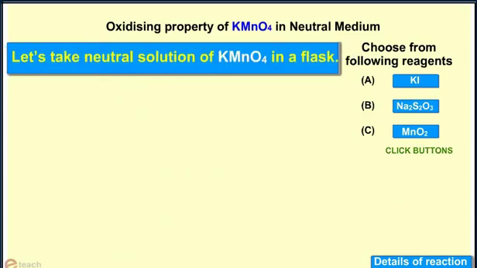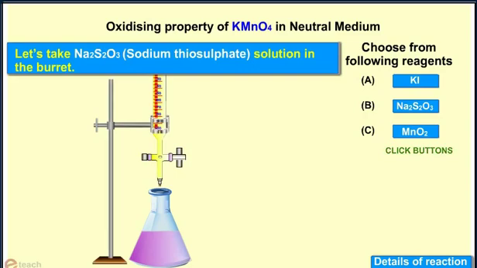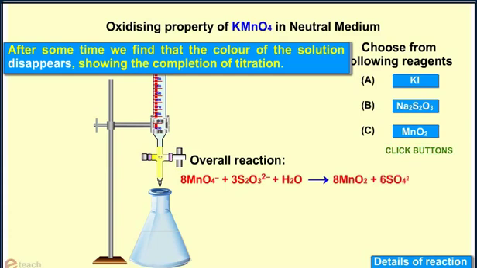Let's take neutral solution of KMnO4 in a flask. Now let's take Na2S2O3, sodium thiosulfate solution, in the burette. After some time, we find that the color of the solution disappears, showing the completion of titration. The overall reaction is 8MnO4- + 3S2O3 2- + H2O gives 8MnO2 + 6SO4 2- + 2OH-. For the details of reaction, roll over the mouse on details of reaction.